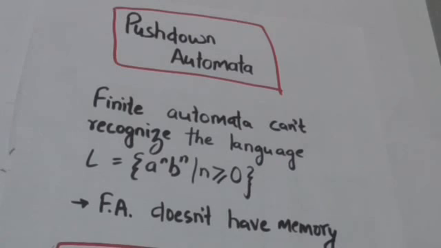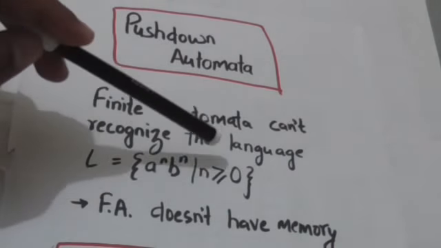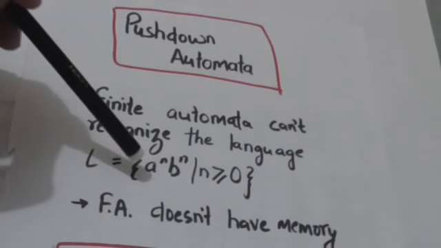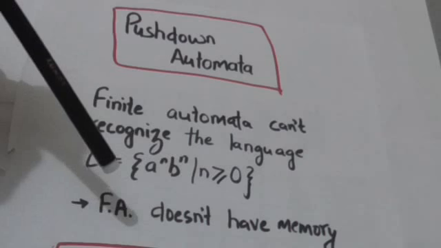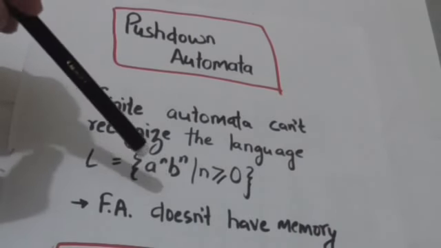First of all, see that the language a raised to power n, b raised to power n, where n is greater than or equal to 0, is not a regular language. It is not recognized by any finite automata. Now see why this language is not recognized by finite automata.